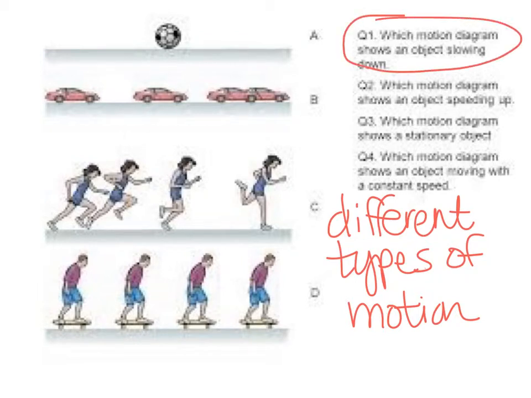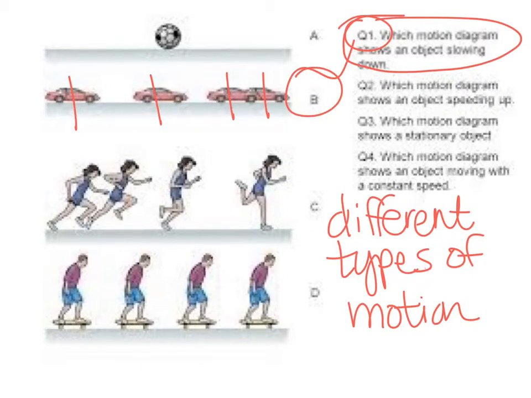How would we know if an object is slowing down? When an object slows down, the pictures are going to get closer together. The object is not traveling as far every second. So therefore, the motion diagram that shows the object slowing down is going to be the car. Here, the cars are getting closer together in the picture.